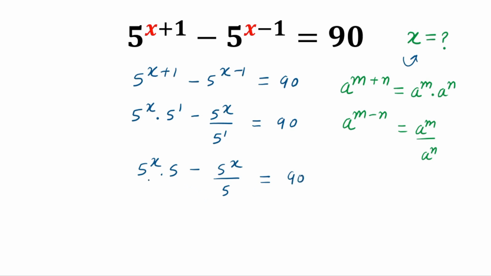Look carefully at the left hand side, here 5 power x and here 5 power x. 5 power x is a common factor. If we take 5 power x common, then you will get here 5 minus 1 over 5 is equal to 90. Now first we will write this expression on the next page. Here 5 power x times 5 minus 1 over 5 is equal to 90.